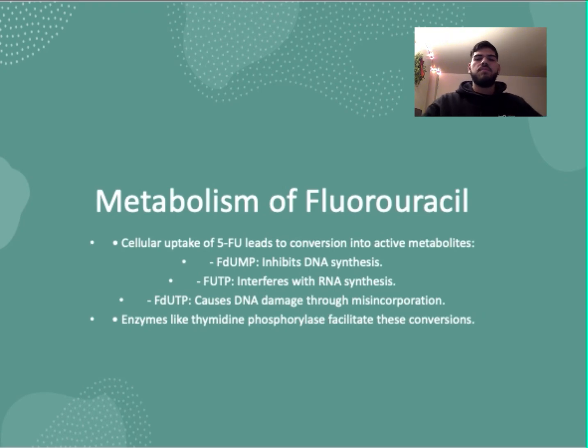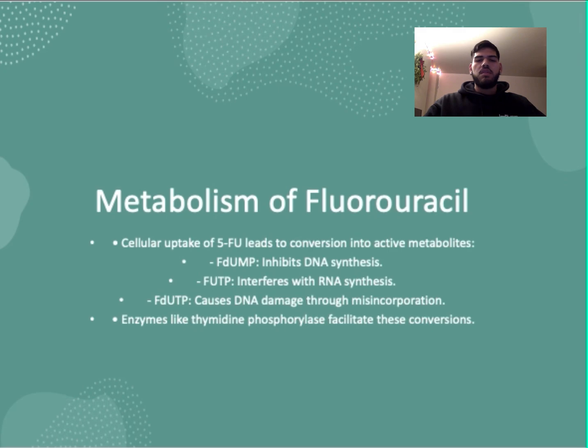After being taken up by the cell, 5-FU is converted into active metabolites through enzymatic reactions. These metabolites are critical for its anti-cancer effects. The first key metabolite is FdUMP. FdUMP plays a central role in inhibiting DNA synthesis. The second, FUTP, is incorporated into RNA, disrupting RNA synthesis.